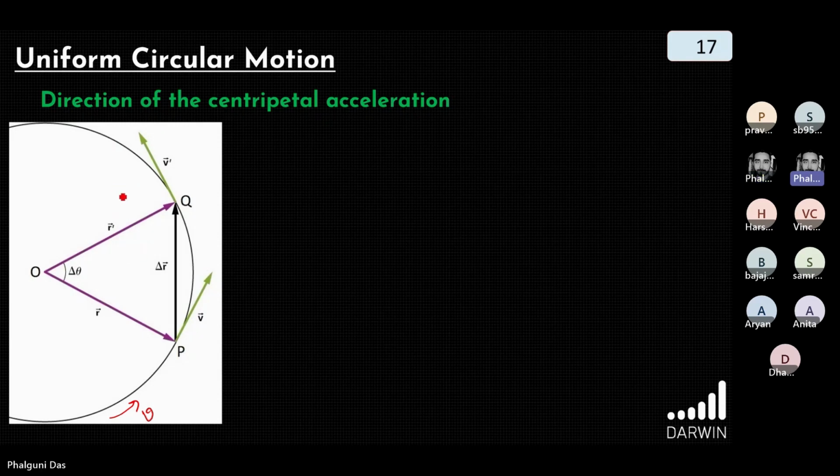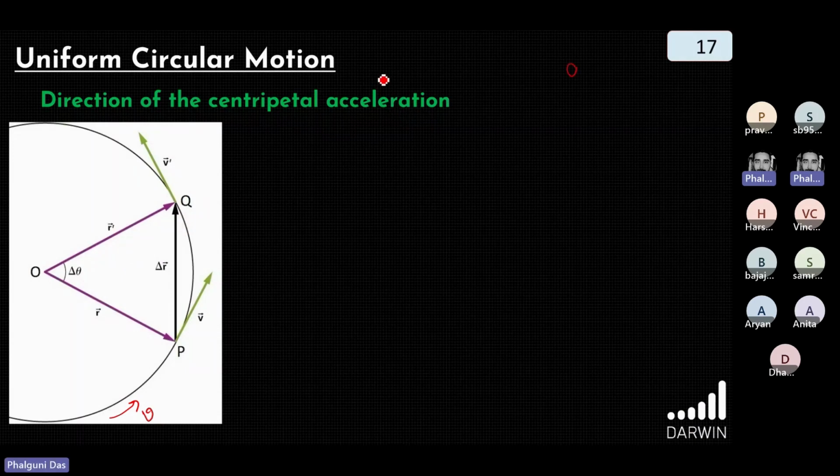Okay, yes or no? So let's not focus on the other part, that is delta theta. Don't focus on that, just focus on points P and Q. Those two have different position vectors r and r prime, and the respective velocities at P and Q are v and v prime. Now if I ask you to move from P to Q, what is the direction of average acceleration?